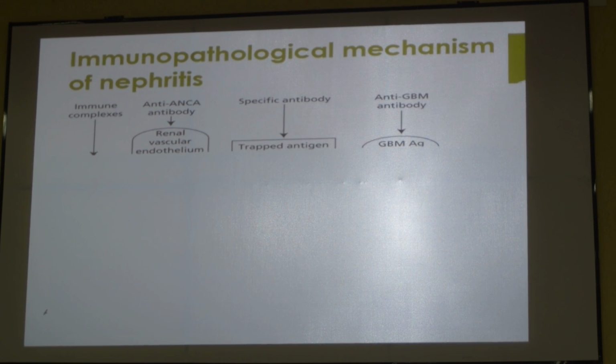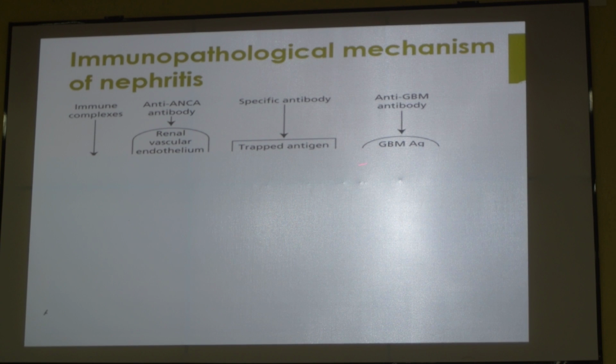whether it is fixed antigen or granular antigens, trapped antigens or immune complexes. The first thing is, immune complexes are going to cause type 3 hypersensitivity. Then ANCA antibodies. I gave you the example of vasculitic inflammation or vasculitis. One of the autoantibodies that can be seen in vasculitis is called ANCA, anti-neutrophil cytoplasmic antibody. ANCA is a specific antibody for vascular damage.